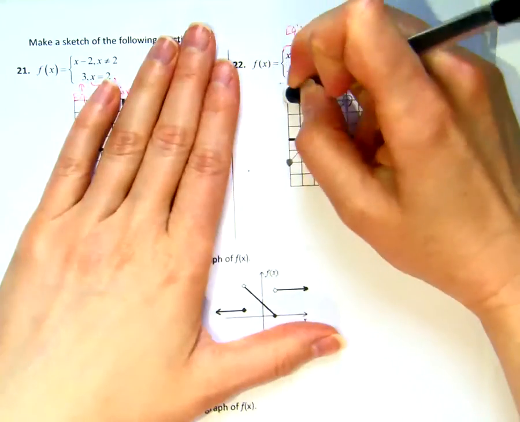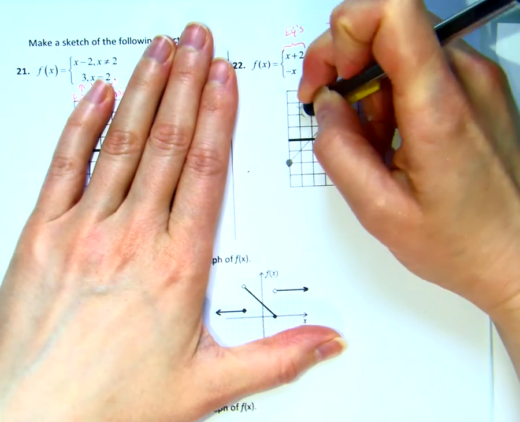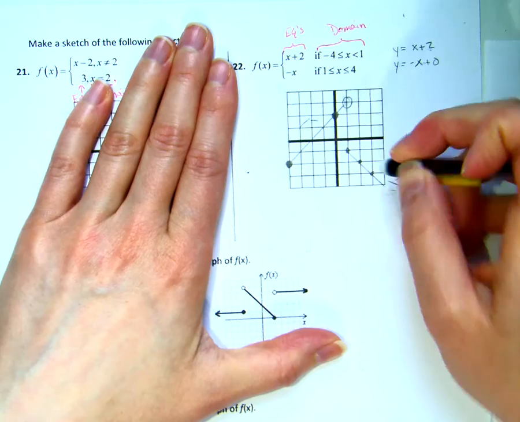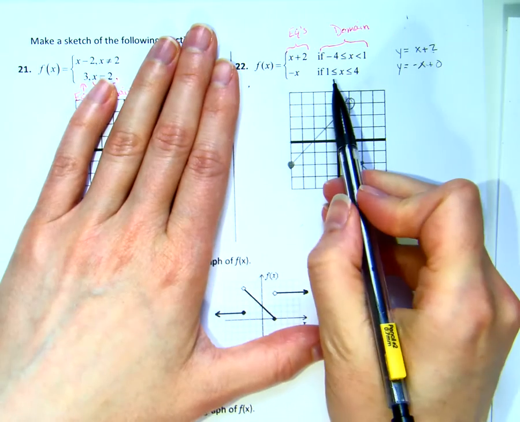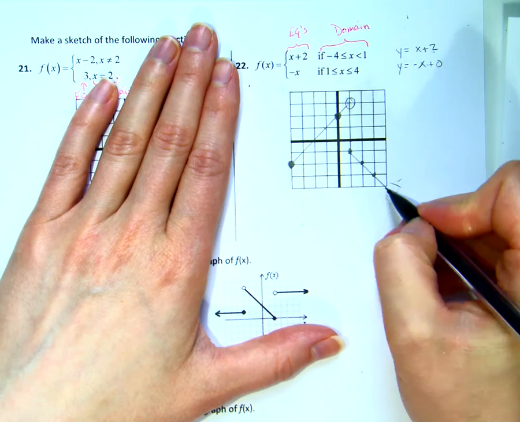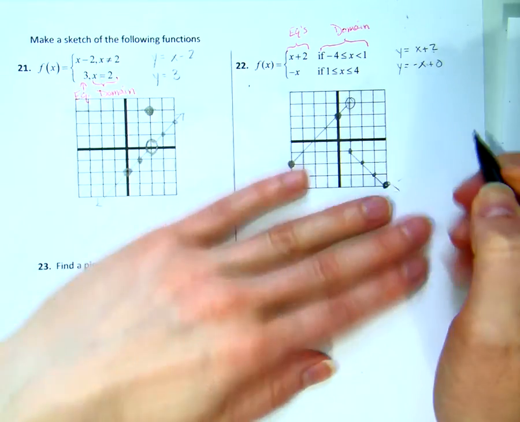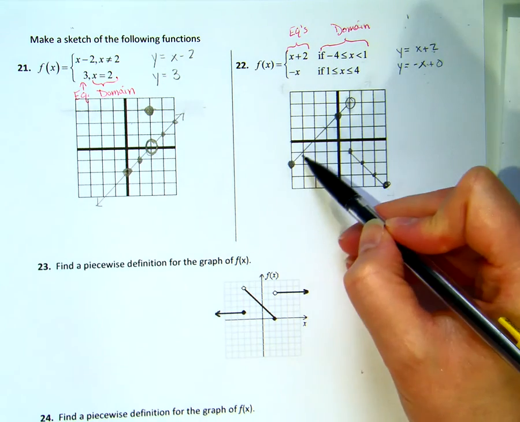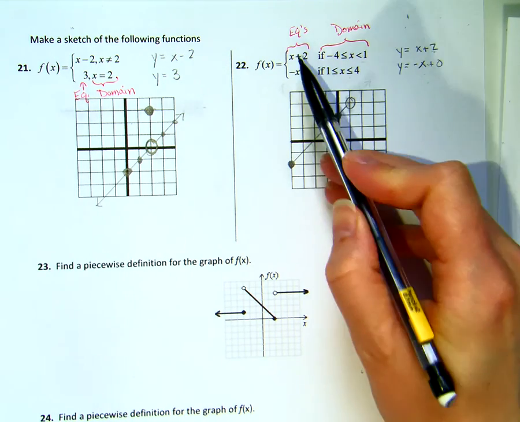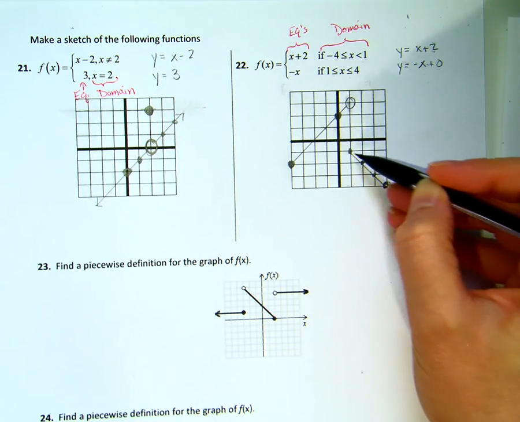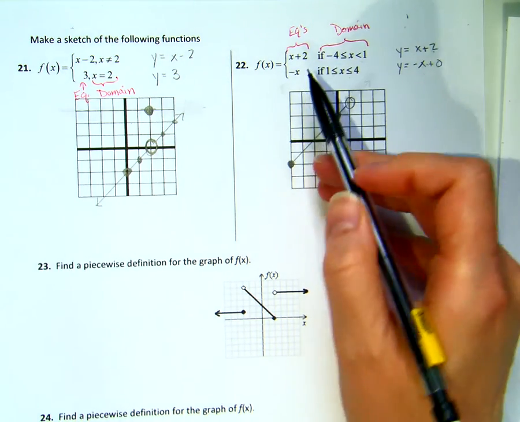So I'll erase all of this. And I'll erase this over here. And again, I want to consider my endpoints. Equal to, or a closed circle. Equal to, closed circle. So this is my piecewise function, where this arm is the first part of my piecewise function, and this arm of the graph is this piece of the piecewise function.